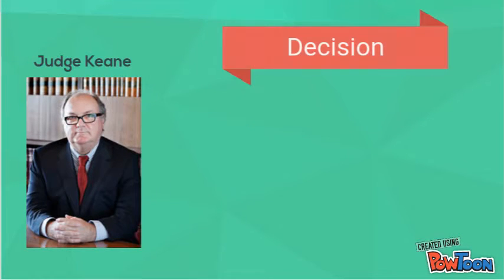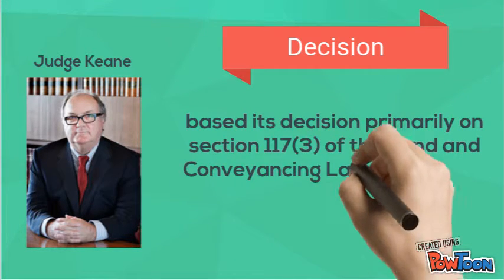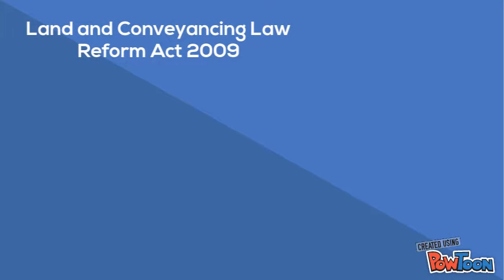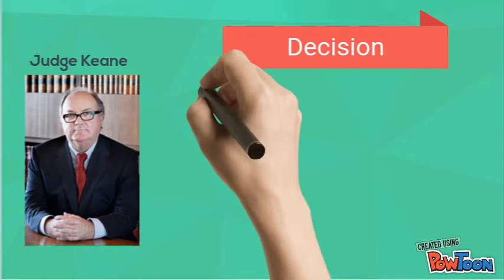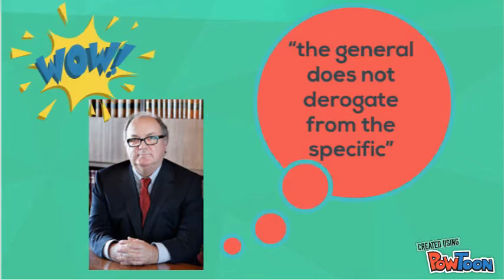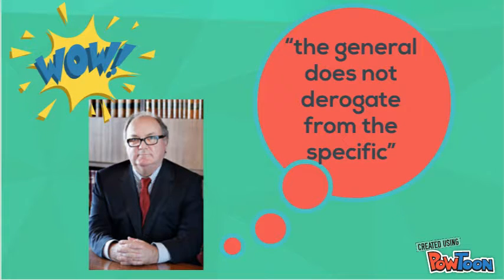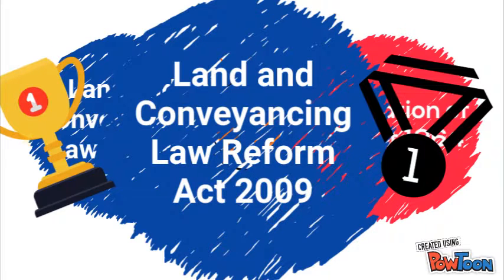The court based its decision primarily on Section 117, Subsection 3 of the Land and Conveyancing Law Reform Act 2009, which states that the judgment mortgage is subject to any rights or encumbrance affecting the judgment debtor's land. Even though the court recognized that there was a contradiction between the legislations, the court noted that to the extent there was any contradiction, it would be resolved by applying the maxim, the general does not derogate from the specific. Consequently, the specific provisions relating to judgment mortgage, which expressly state that they are subject to existing rights and encumbrances, will be given effect to.